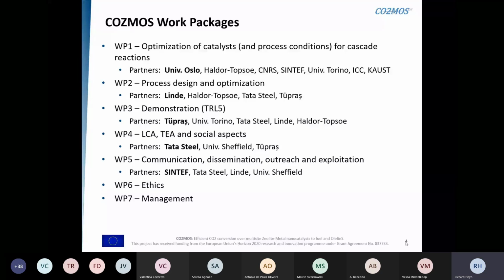Work package 4 has to do with the LCA-TEA and the social aspects. Hopefully you all attended the presentation by Guillermo Garcia from the University of Sheffield, which provided a little bit of background on this earlier this afternoon. And then work package 5 has to do with the communication, dissemination, and outreach. Project overview.